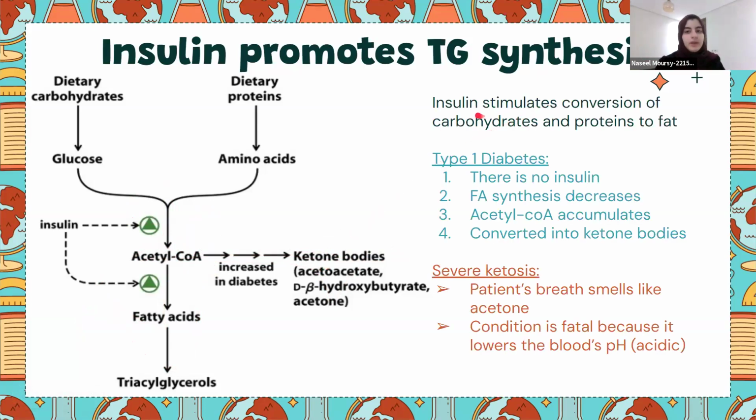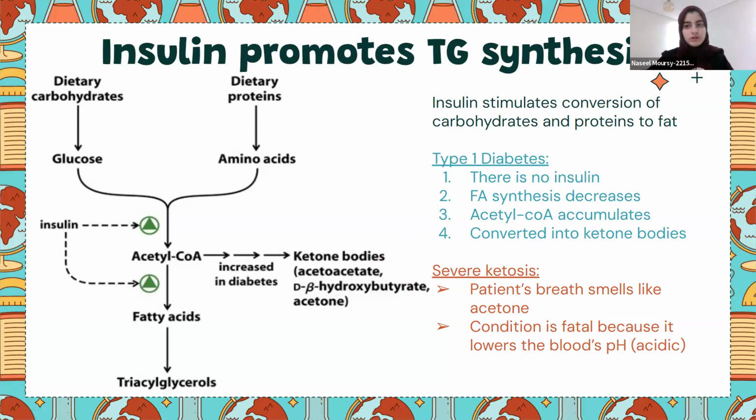So again, insulin stimulates the conversion of carbohydrates and proteins to fat. In type 1 diabetes, where there is no insulin, fatty acid synthesis decreases, so acetyl-CoA accumulates and is converted into ketone bodies. Sometimes patients have this attack, which can be called ketosis, severe ketosis, or diabetic ketoacidosis. You'll hear it as DKA. How do these patients present? You can smell their breath and it smells like acetone or alcohol, so they might be mistaken for being drunk.